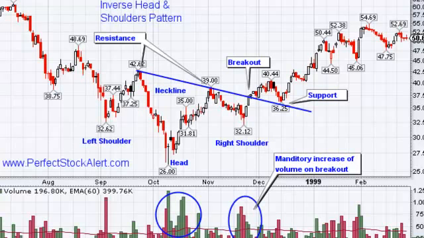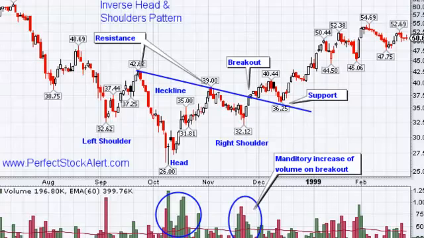The inverse head and shoulders pattern is basically the head and shoulders pattern upside down, or turned on its head, if you will. It's really quite simple. If you know what the head and shoulders pattern is, then you know what the inverse head and shoulders pattern is, because it's just upside down. The biggest difference is that confirmation volume on the head and shoulders pattern is important, but in the case of the inverse head and shoulders pattern, it's paramount. You must have it, okay?